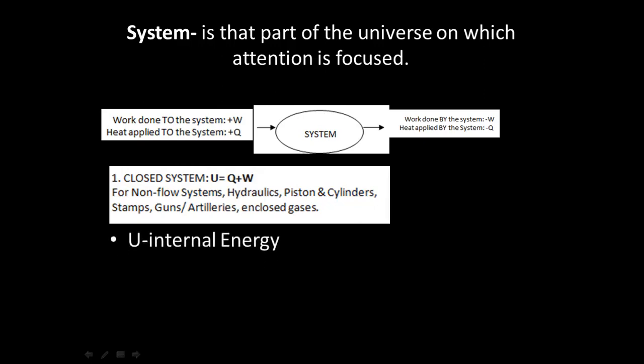Again, defining the variables of the working equation for a closed system, ΔU = Q + W: U stands for internal energy, Q is heat, and W is work. The SI unit for these energies is the joule.